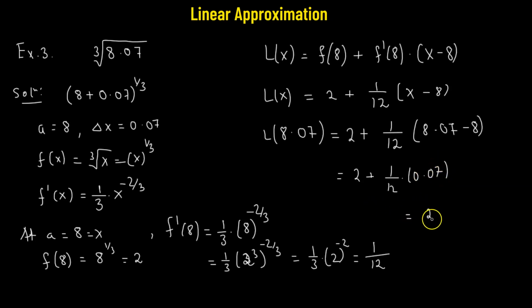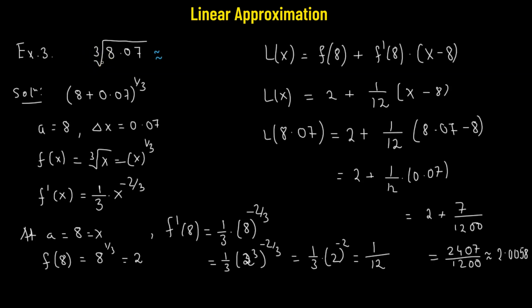And we have 2 plus 7 divided by 1200. So if we combine this, we have 2400.7 divided by 1200. And this gives us a value 2.0058.